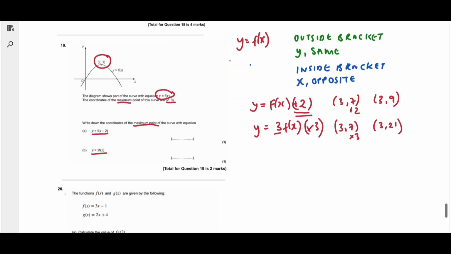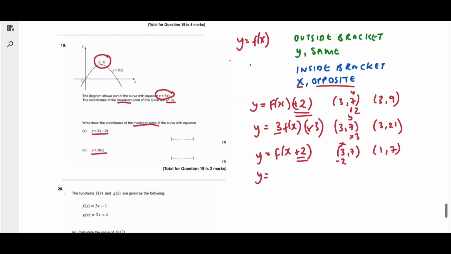Let's do the same now with it being inside the bracket. So say I had y equals f of x plus 2, with the 2 inside the bracket. Let's stick with 3, 7. Now, because it's add 2, but it's inside the bracket, and that's x, we do the opposite, you'd actually take 2 away from your x coordinate this time. Last time we were looking at y, now we're looking at x. So you take 2 away from 3, you get 1, and your y coordinate would stay the same.